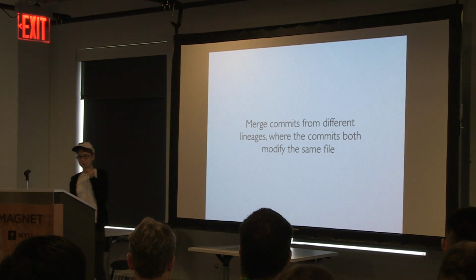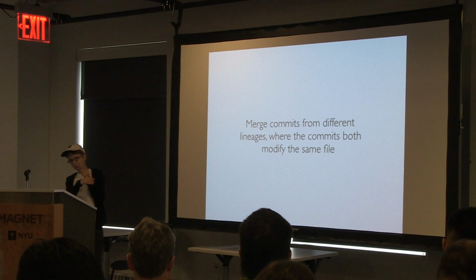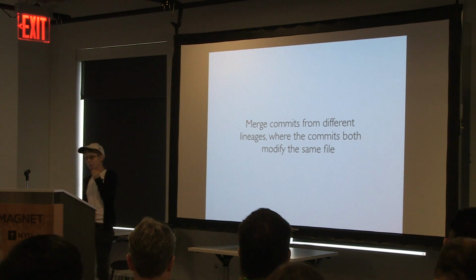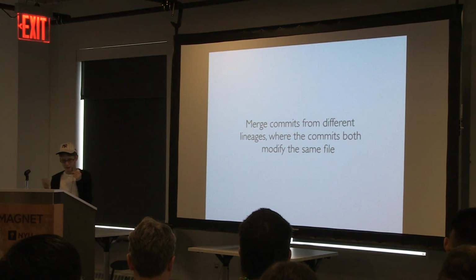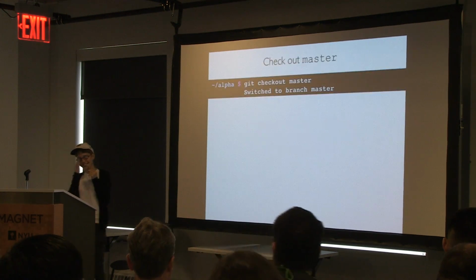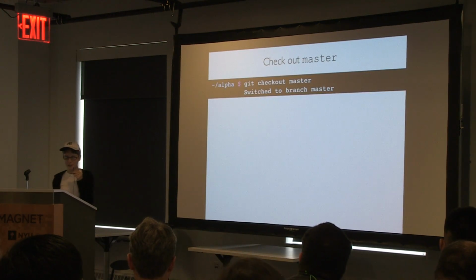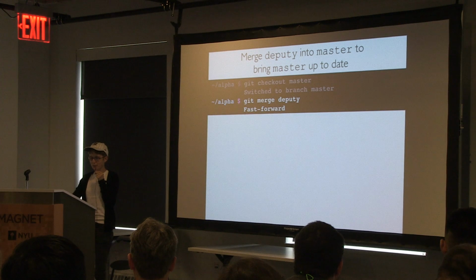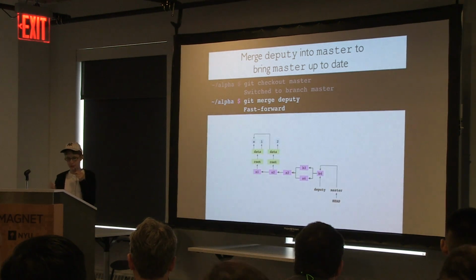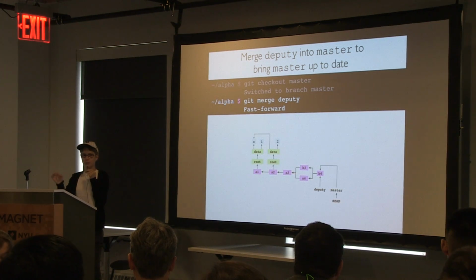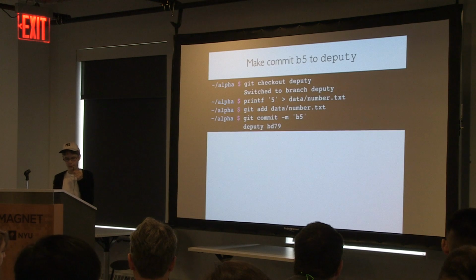Now let's merge commits from different lineages, the same as what we just did before, but where the commits both modify the same file. So something terrible is coming. We're just going to check out master and then merge deputy to bring ourselves up to date. So the point is both deputy and master are now on B4. That's all we care about.